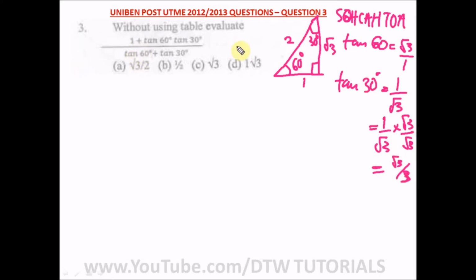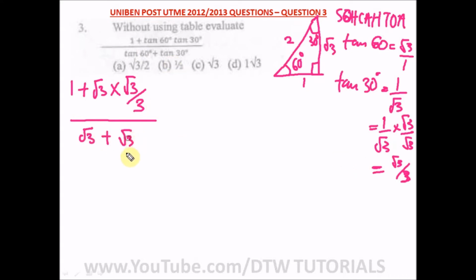Now let's put these values into this equation. Here we have 1 plus tan 60, which is root 3, times tan 30, which is root 3 over 3, divided by tan 60, which is root 3, plus tan 30, which is root 3 over 3. Root 3 times root 3 gives us 3, since the roots cancel out. So 3 divided by 3 cancels out and we're left with 1. So in our numerator, we have 1 plus 1.